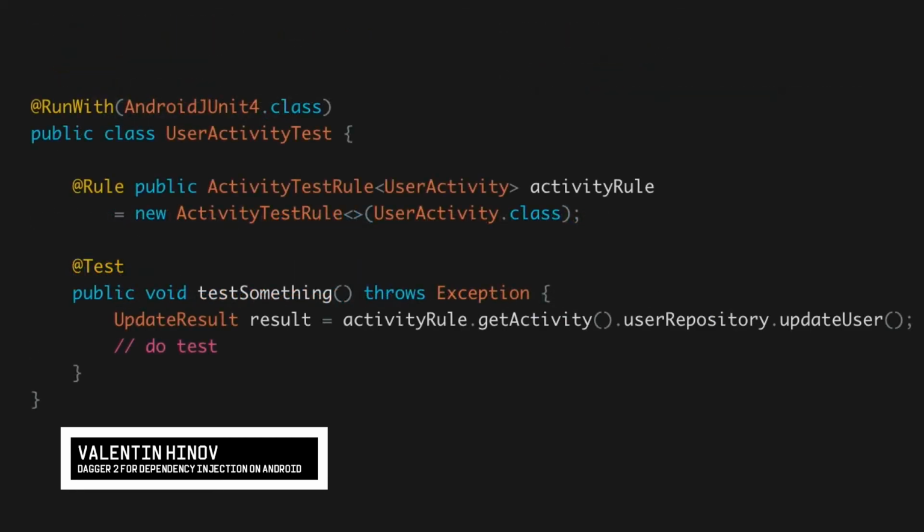And after all of this, you can go into your activity test and actually start using it. Now, if anybody's used Espresso, all of this is stuff you have to do. But then in your test, say if you wanted to get an instance of the user repository you provided for your activity, it'll be a mock because of the way we set up our modules.